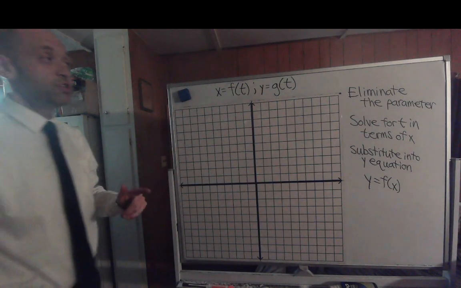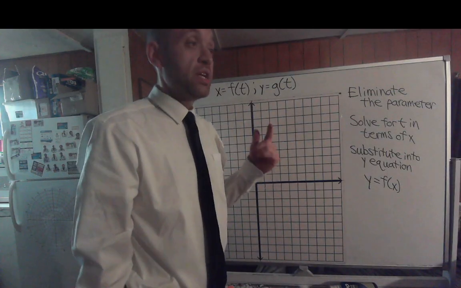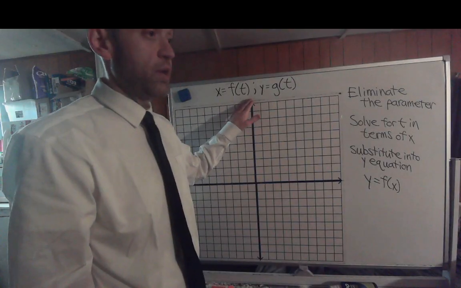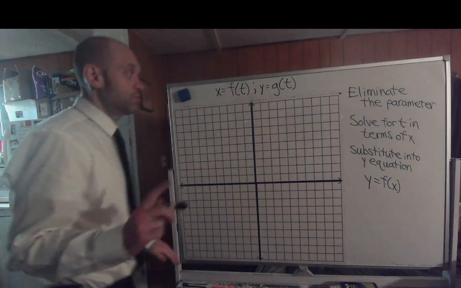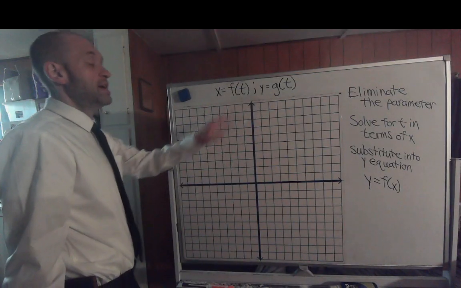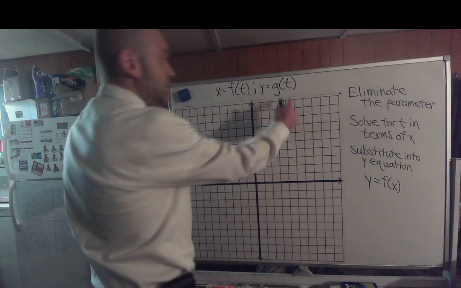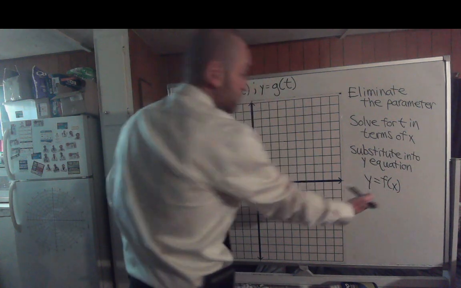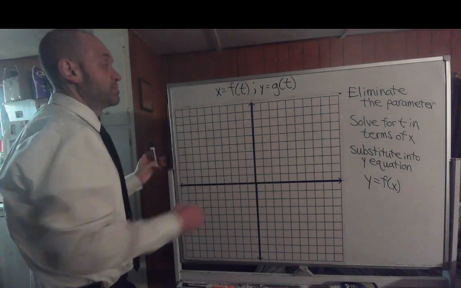Now what you can do is something called elimination of parameter. You can actually convert these parametric equations into one rectangular or Cartesian equation. How you do that is you solve for t in terms of x, and then you take that value of t in terms of x, substitute it into your y equation where you see t, and you'll get y equals a function of x. So let's get started with some examples.